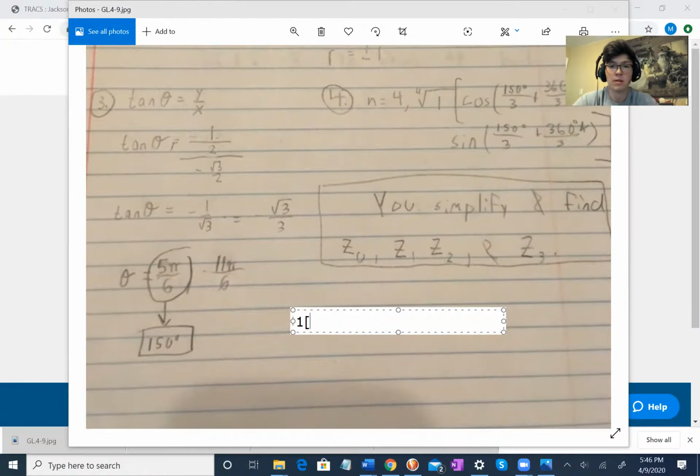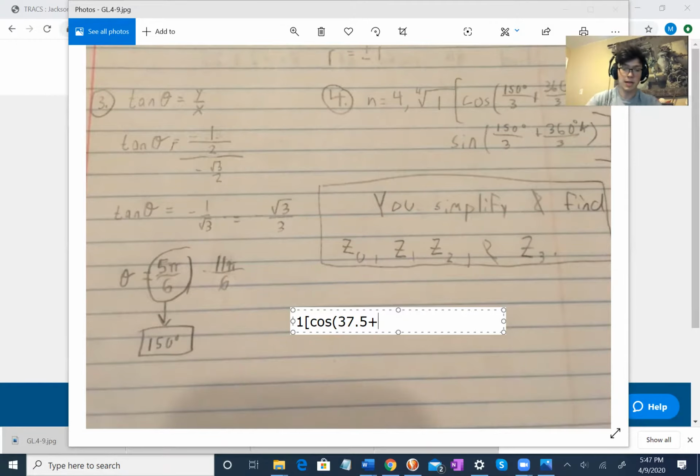Bracket. So we have cosine of 150 divided by 4. I don't believe that works out nicely, so let's see what it is. 150 divided by 4. That's about 37.5 degrees. Okay, and then we have plus, let's do 360 divided by 4.